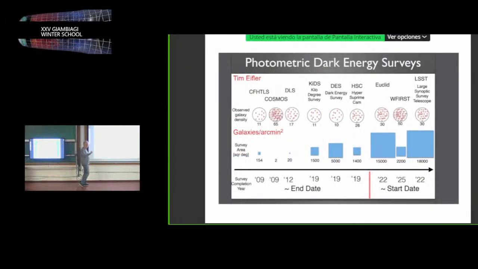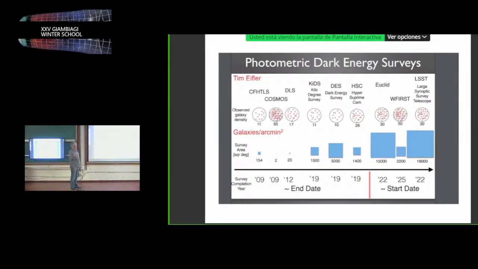And here's your question about the area of the survey. You can see that some of the surveys have pretty small area. This is in square degrees. DES was 5,000 square degrees. How many square degrees are there in the whole sky? Something like 20,000 to 24,000 square degrees. So 5,000 is about 1/8 of the whole sky. And your question is about Euclid, which is 15,000. It's not the whole sky, but it's pretty big.